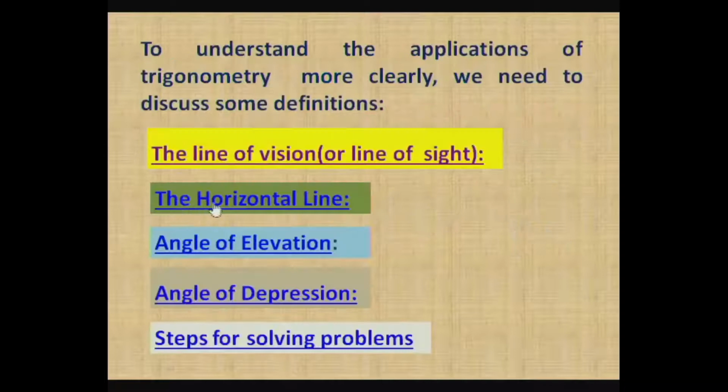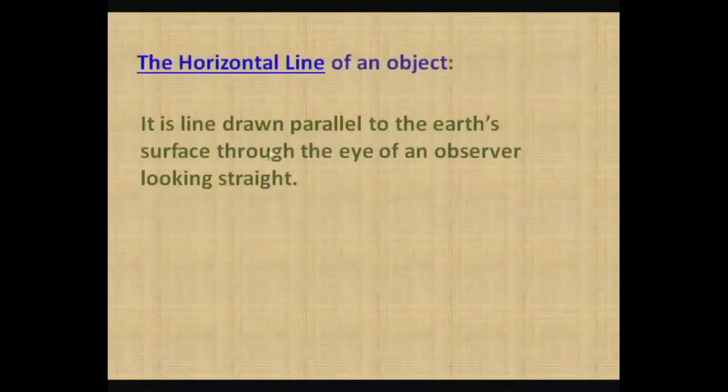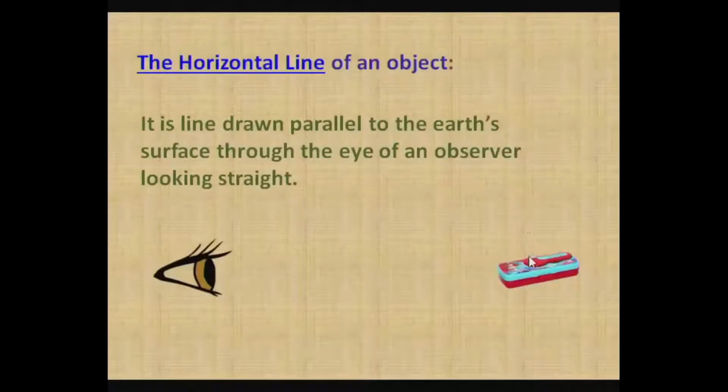Next, the horizontal line. See, what does the horizontal line mean? It is a line drawn parallel to the earth's surface through the eye of an observer looking straight. See, this is the observer's eye and this is an object. This is an imaginary line drawn from the eye to an object straight away, parallel to the earth's surface.